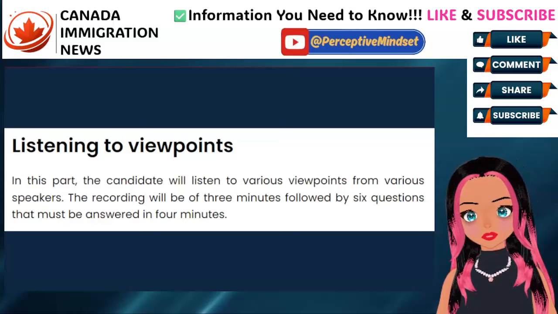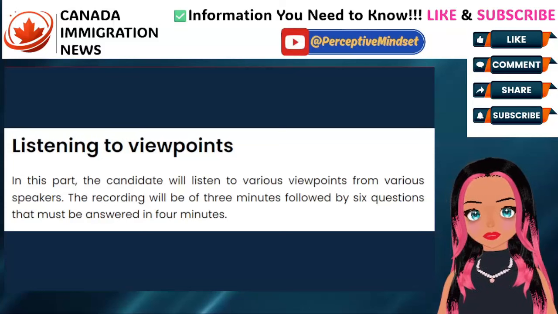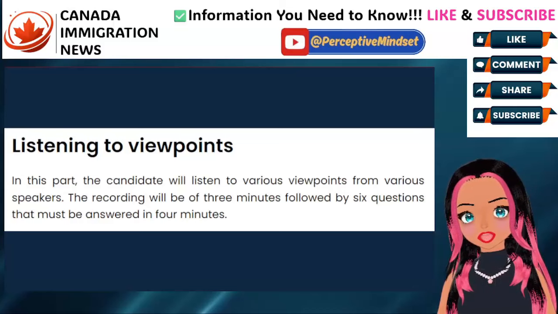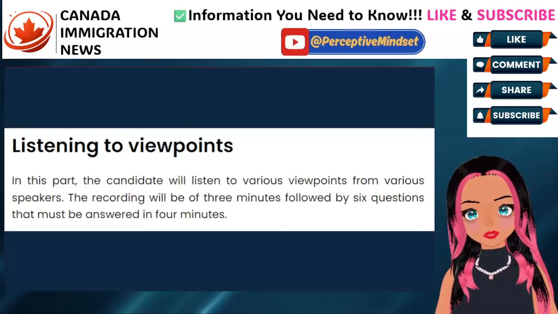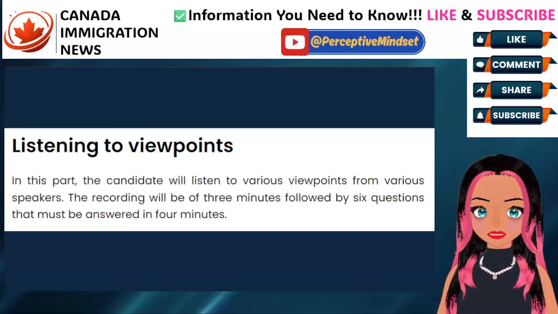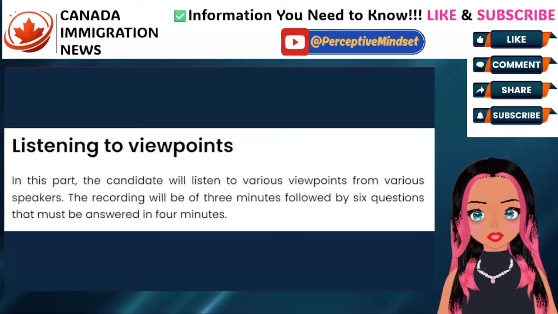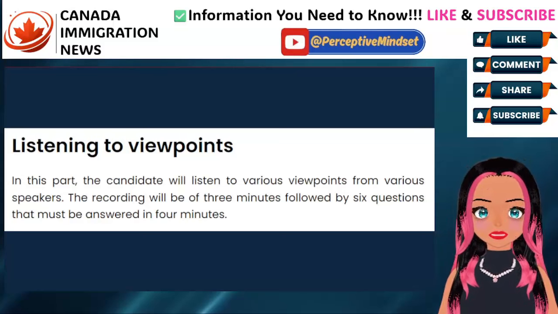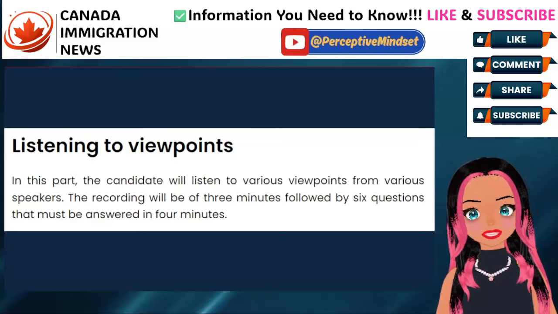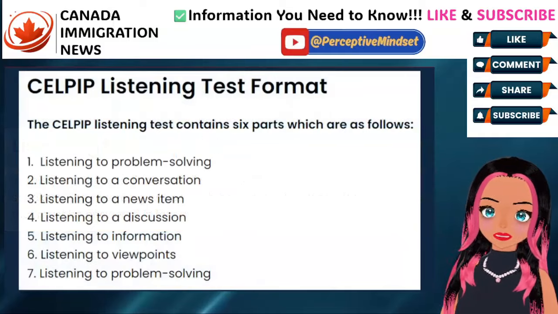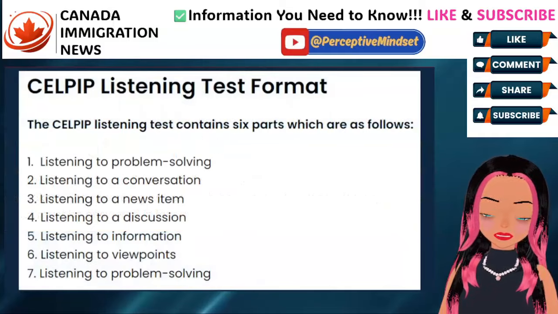So again, in this part of the test, you will listen to various viewpoints from various speakers. It might be three of them. The recording will be 3 minutes. Can you imagine listening to three persons speaking for 3 minutes, and then you will be given questions, and you are there trying to take notes for the duration of the 3 minutes, listening to at least, or possibly three speakers? That can get very challenging. And so again, do not underestimate. You have to prepare for the exam.